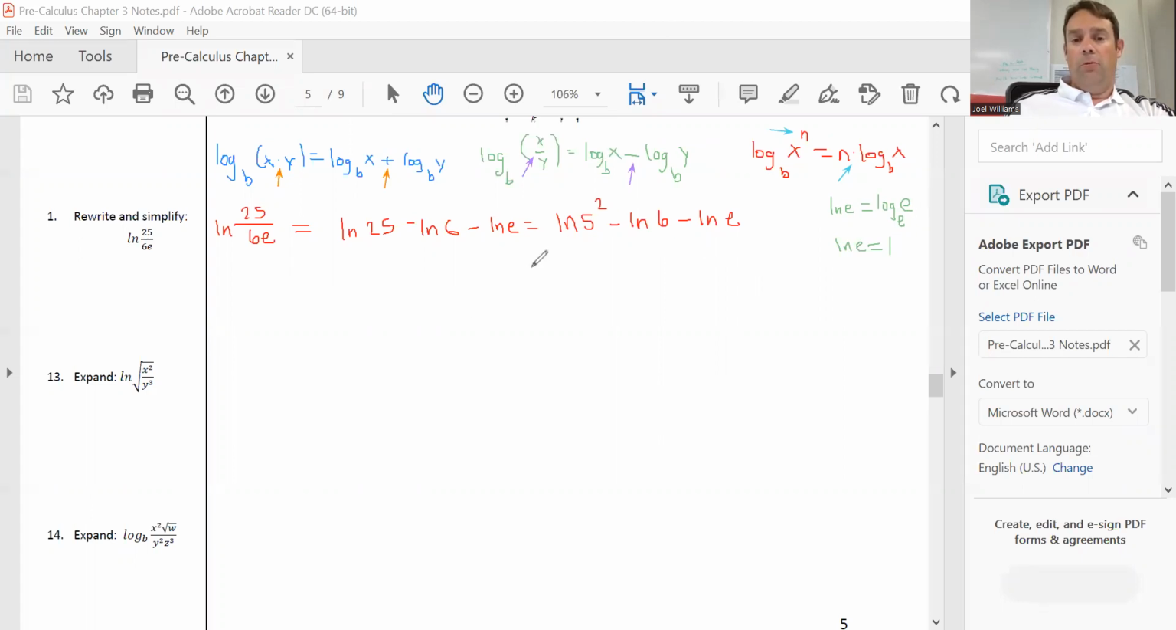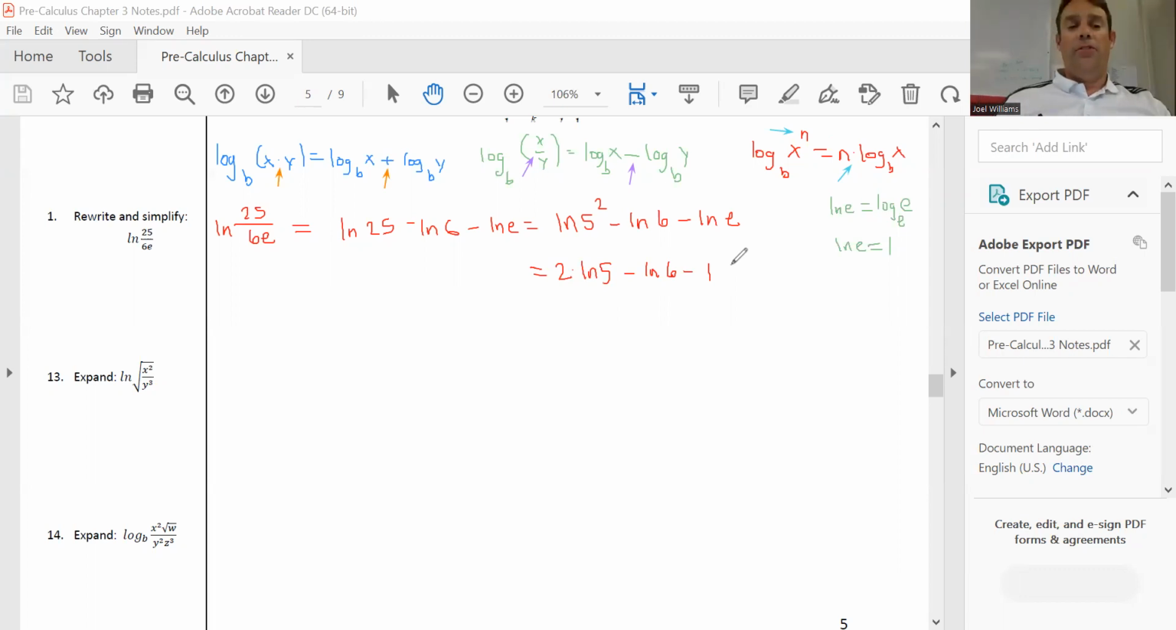So if we want to expand this even further, the 2 here would go out in front and become multiplication. So 2 times natural log of 5 minus natural log of 6 minus 1. And now it is completely expanded.